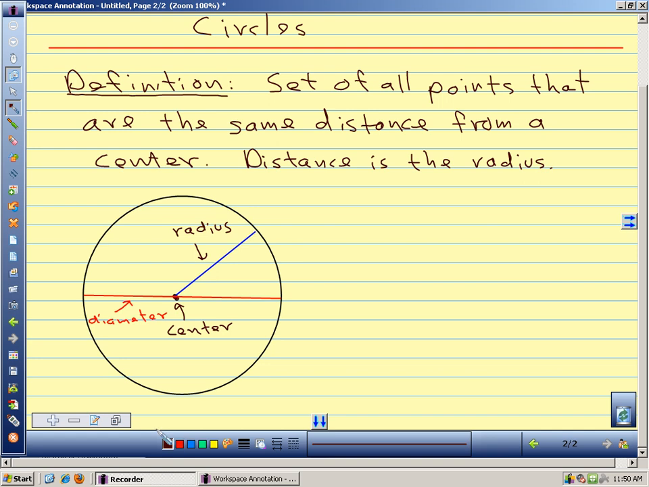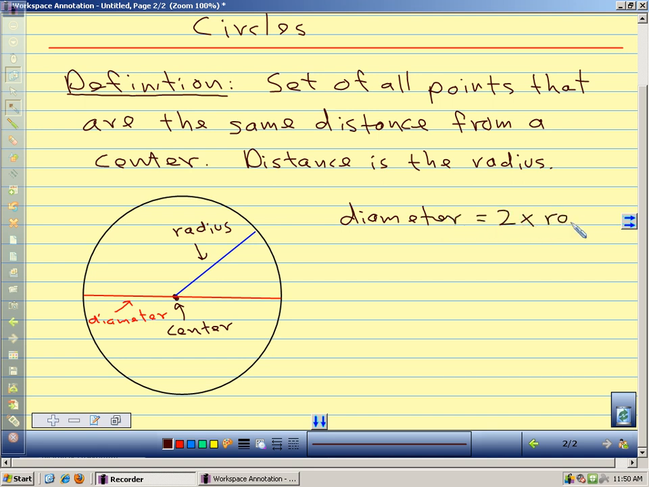And who can tell us how the radius is related to the diameter? It's twice, yes. So twice the radius is the diameter. So we can say that the diameter equals 2 times the radius, or D equals 2R. So the radius goes halfway across, the diameter goes all the way across.